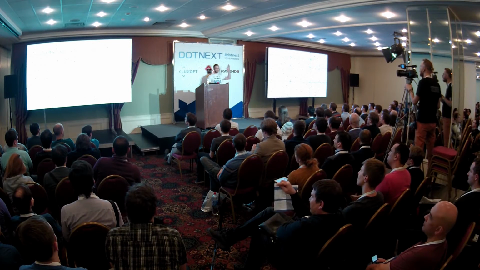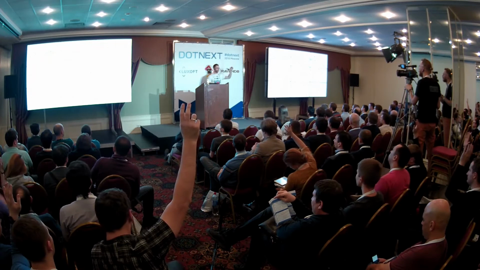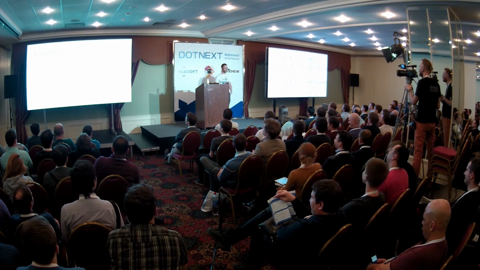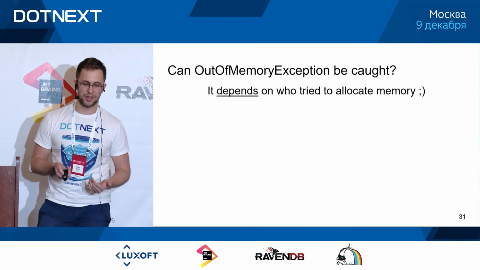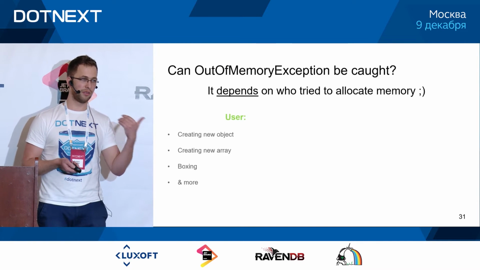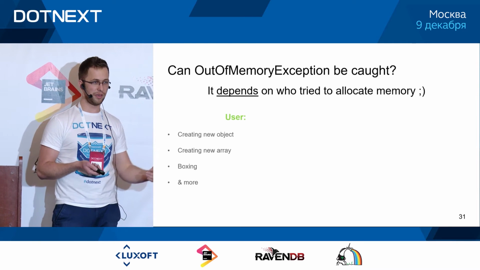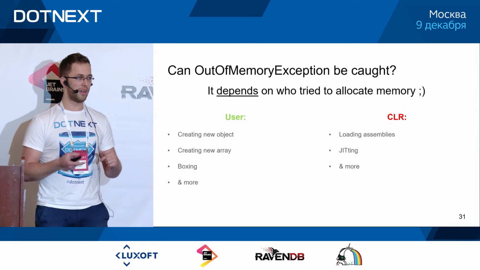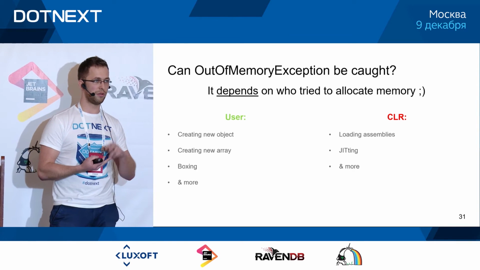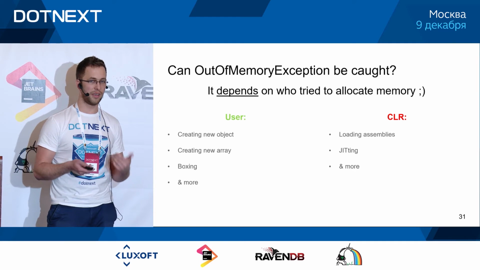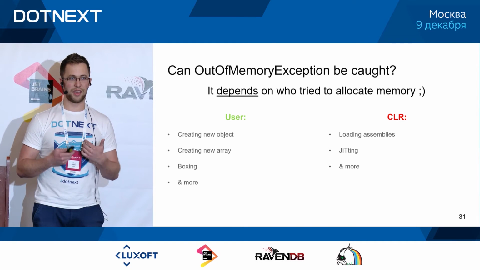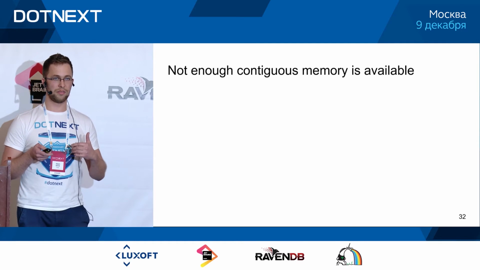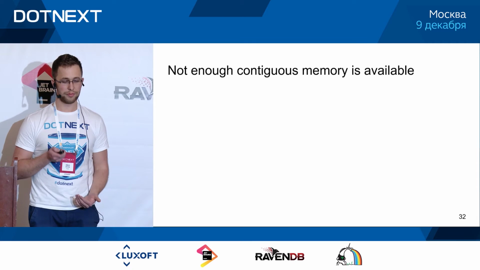Yes. Who thinks yes? Who thinks no? Okay. Because it depends. It depends on who tried to allocate the memory. If we developers tried to create a new object, array, or did boxing, we can catch it because it was our fault. But if the CLR tried to load the assemblies, JIT the code, or do any other internal allocation and failed, then we cannot catch the out-of-memory exception. And there is a long list of reasons why we run out of memory.